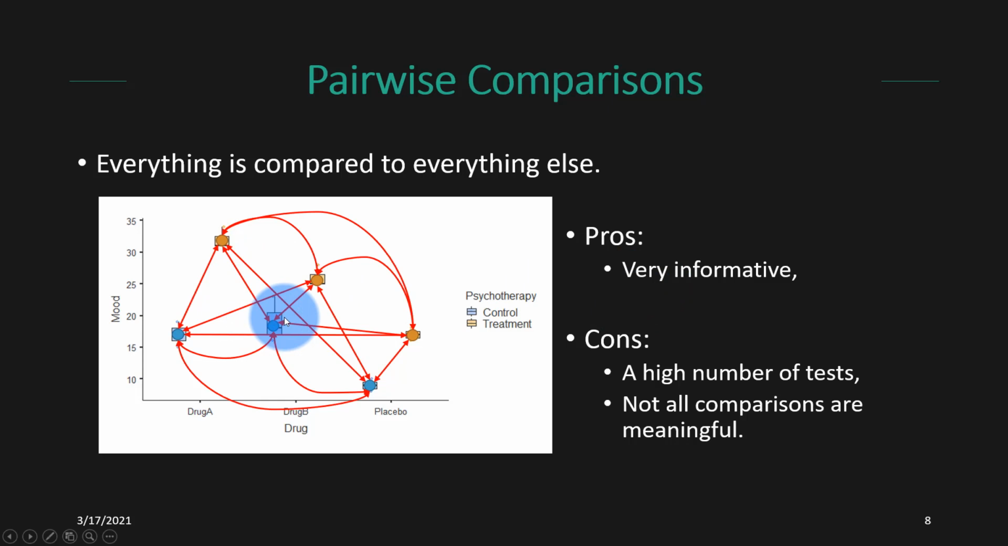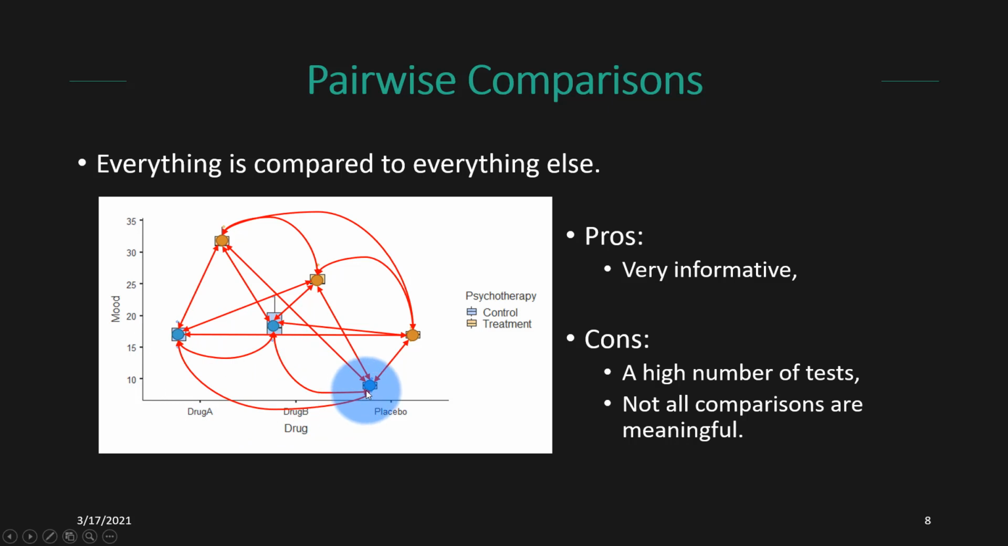So there's basically no stone left unturned in this pairwise comparison method. However, the cons here are that we're running a very high number of tests and that not all comparisons are necessarily meaningful. So for instance, meaningful comparisons might be, is there an effect of psychotherapy among people who took drug A? And is there an effect of psychotherapy among people who took drug B and in the placebo? Or among people who were in the control condition, was there a difference between drug A and drug B? And was there a difference between drug A and placebo?